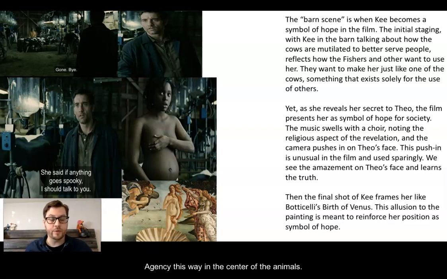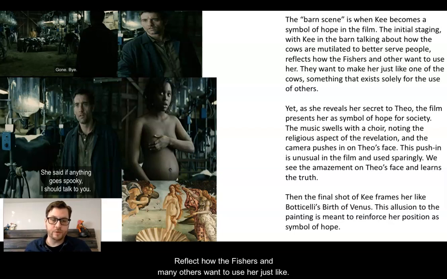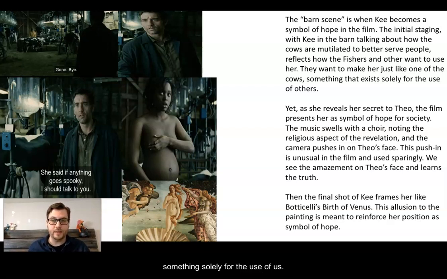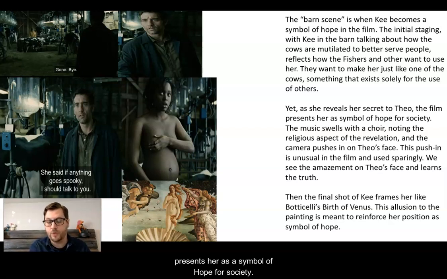Staging Key this way in the center of the animals reflects how the Fishers and many others want to use her just like the farm animals are being used here. Not humanely, but solely for the use of others. Yet, as she reveals her secret to Theo, the film presents her as a symbol of hope for society. The music swells with a choir, noting the religious aspects of the revelation, and the camera pushes in on Theo's face. This push-in, where the camera pushes in on his reaction, is important because throughout the film, this is a technique that Cuarón uses very sparingly.